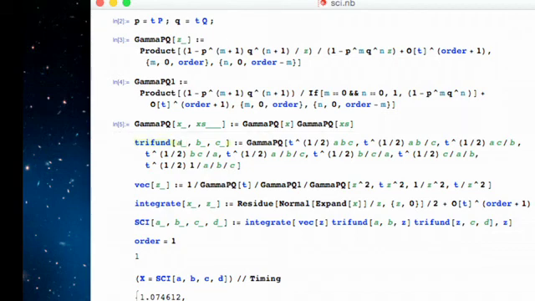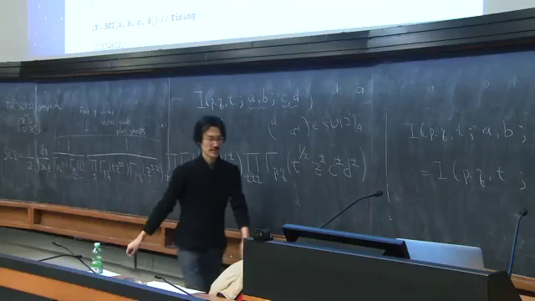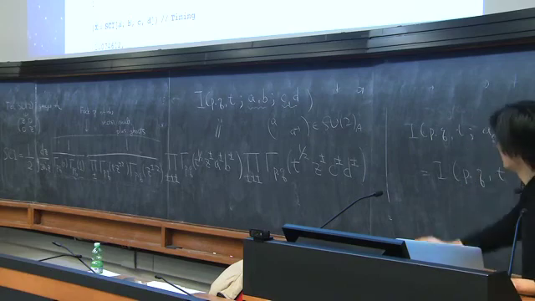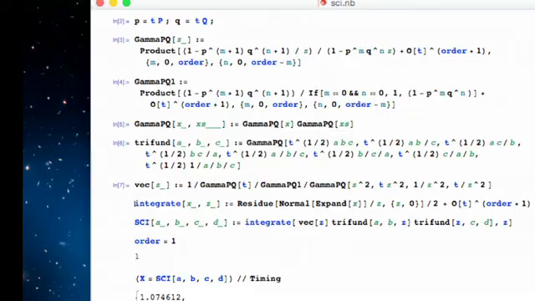So this is a trifundamental contribution, this one, right? I just wrote T^(1/2) ABC, T^(1/2) AB over C, T^(1/2) AC over B, dot, dot, dot. So there are 8 terms. This is the vector multiplet contribution, this guy. And this is the integration. It's just a residue integral, very easy. And this is the final SCI ABCD.